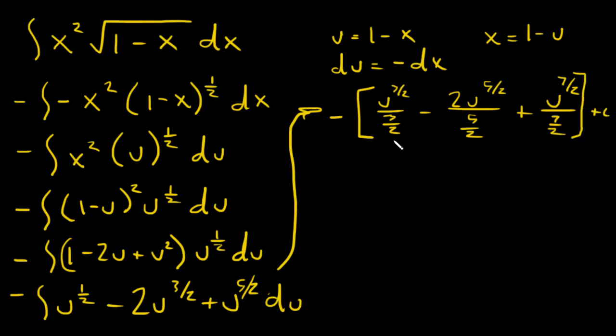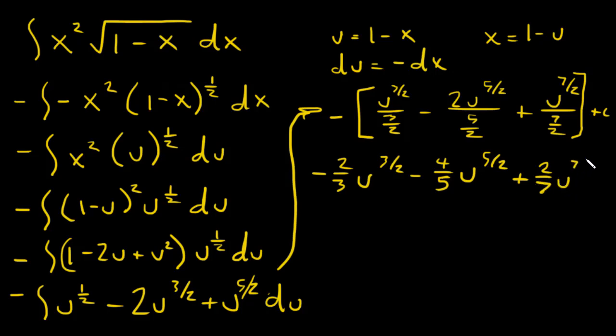plus c. Okay, I'm going to flip and multiply. This becomes negative 2/3 u to the 3/2. Flip and multiply again. Minus 1. Wait, no, it's going to be 4/5, right? 4/5. I think I did that right. Times u to the 5/2 plus 2 over 7 u to the 7/2 plus c.